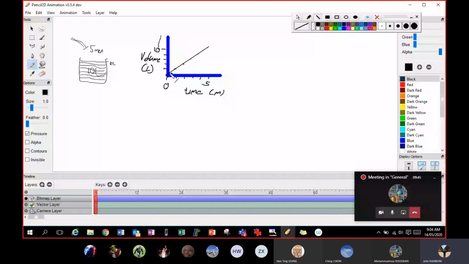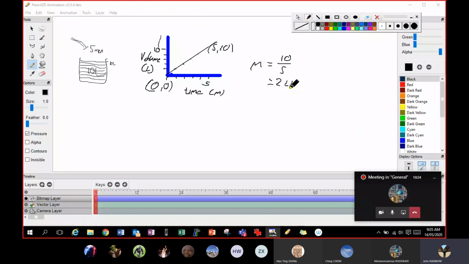So what's the gradient of this? Well, it started off at 0, 0. And after 5 minutes, we filled up 10 liters. And it was consistently changing. What's the gradient of this graph? Well, it's rise over run. You can see the rise has gone up 10 and the run has gone up 5. So the gradient is the rise over the run, so it equals 2. But it equals 2 what? It equals 2 liters per minute.